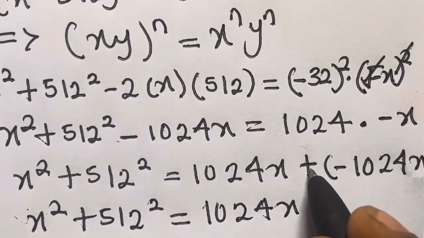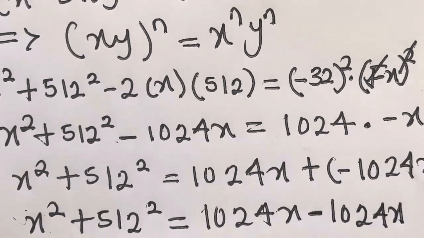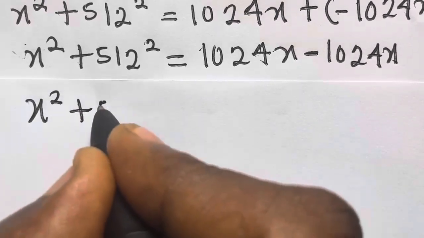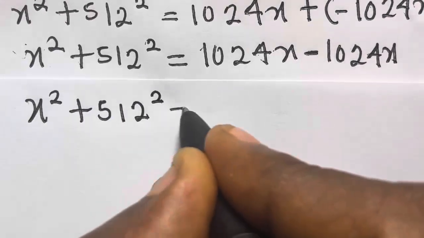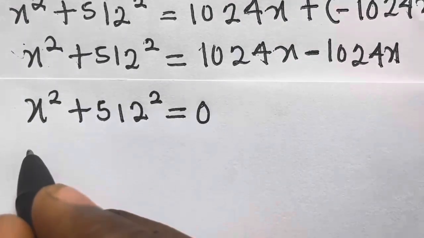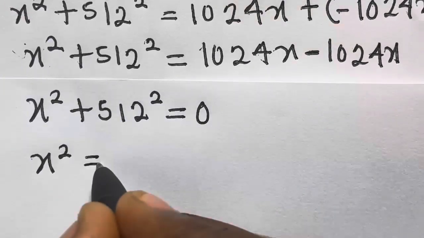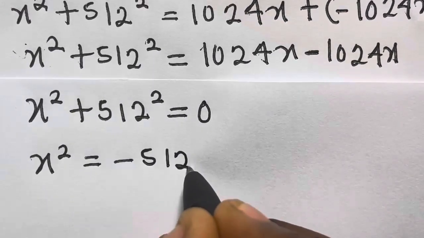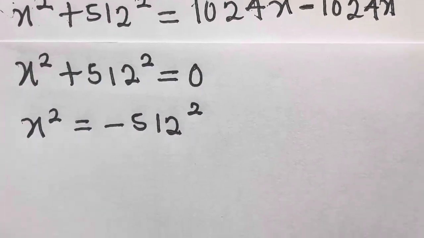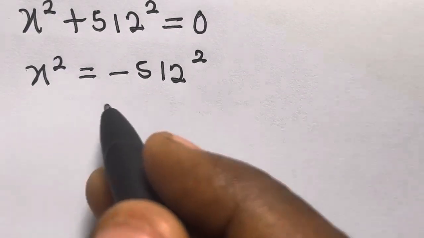So we will have x squared plus 512 squared equals 1024x. So plus times minus will give us minus 1024x. So from here we will have x squared plus 512 squared equals, this minus this will give us 0, right? So if you collect the like terms and transfer this to the other side, we have x squared equals minus 512 squared. So since we want to find the value of x, we have to square root both sides.